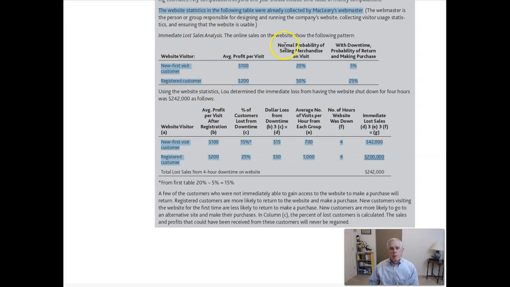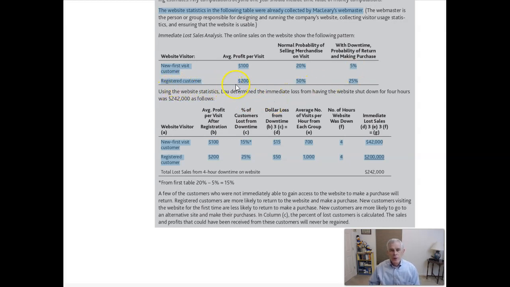Now, the webmaster said, all right, when a new first visit customer comes onto the website, the average profit is $100, and the normal probability of selling merchandise on that visit is 20%. New customer comes in, 20 out of 100 new customers, the 20%, will buy something, and the profit is $100. Now with the downtime, then the probability of returning and making that purchase that was lost is only 5%. So you're down to 5% there, during that 1 hour period. Or I guess it's 4 hour period, excuse me.